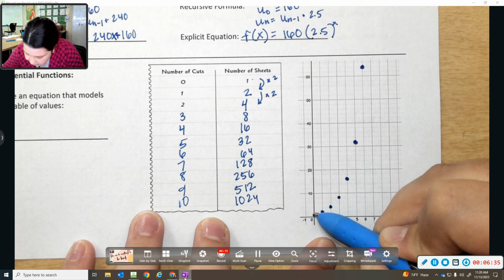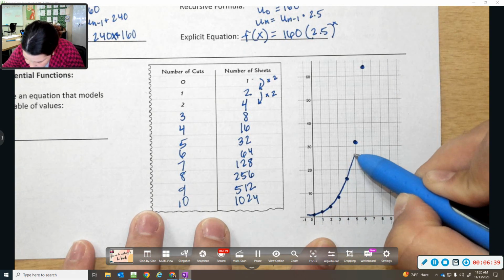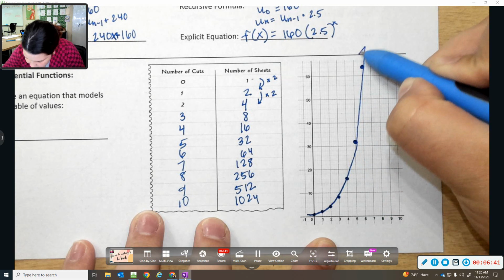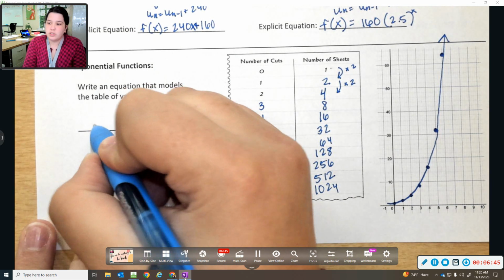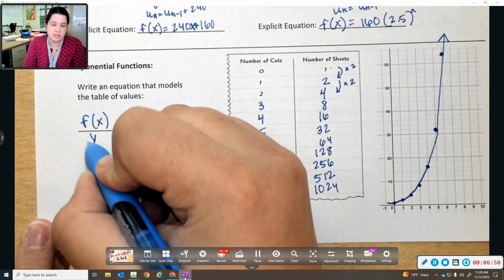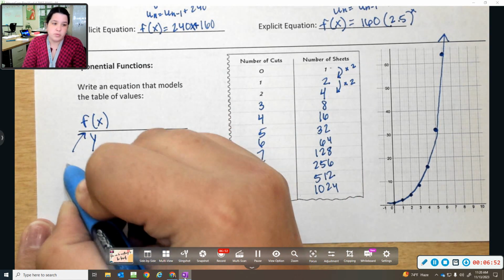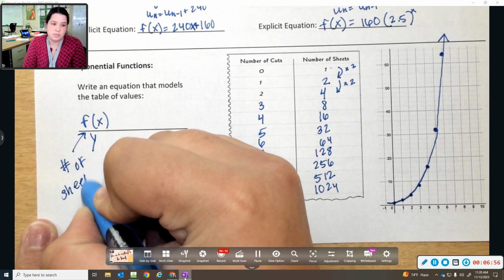Okay, and that's all that's going to fit. And when you graph those points, if you didn't know what the shape of this graph is going to look like, well, if you graph these points, you're going to see it is going to be that smooth L curve. Okay, so when we write the equation, it is going to be f of x, or we can do it as y. Okay, remember, it's the same thing. But these both represent the number of sheets, number of sheets of paper.